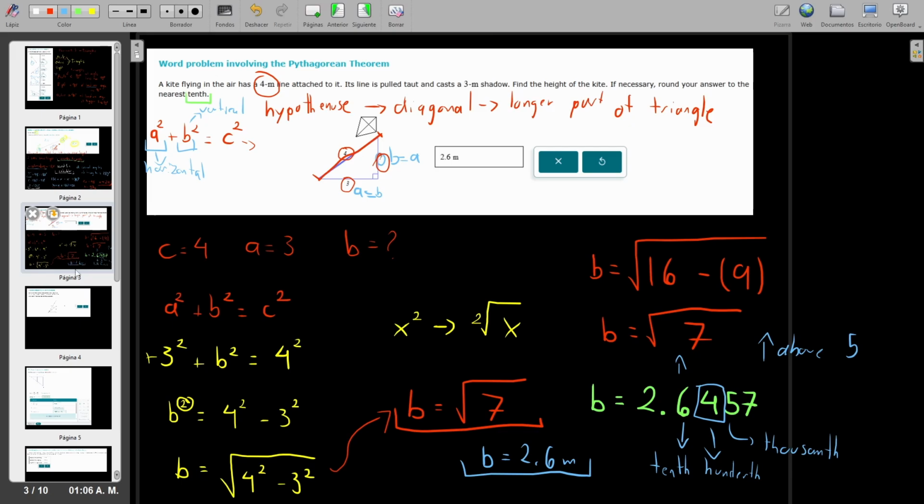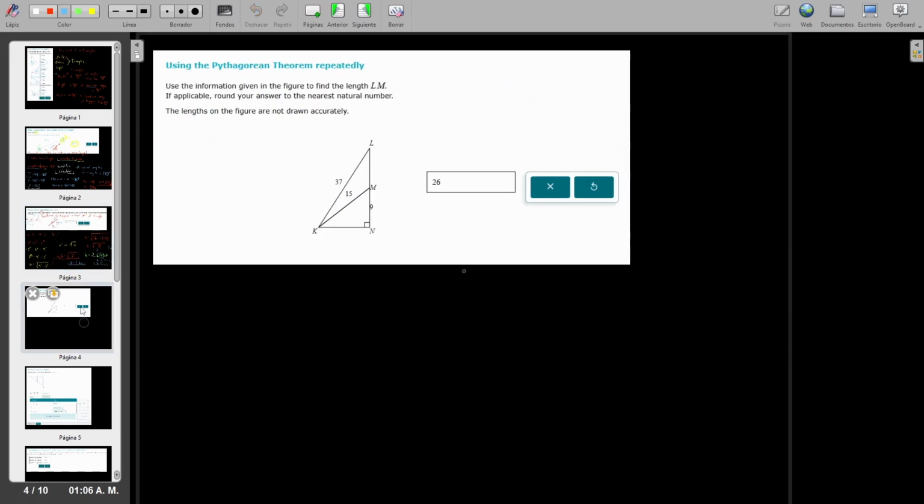Okay? This is the answer for this problem. Now this is something really interesting. This is going to be easy. Do not worry, I'm going to be explaining this for you. They are asking us to get the answer for the segment LM, meaning the segment going from L to M. So this part.